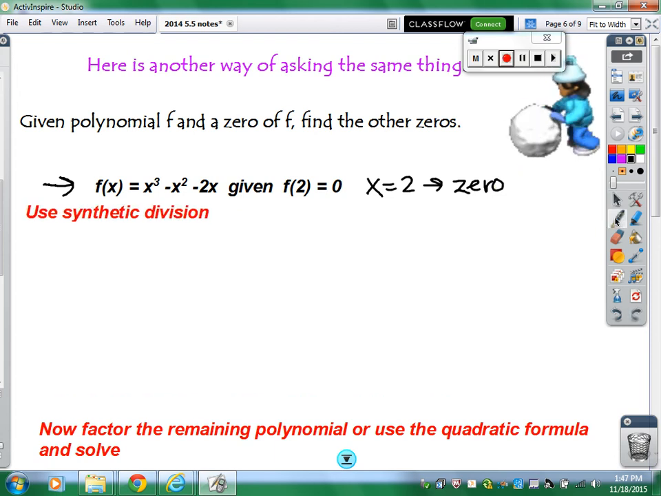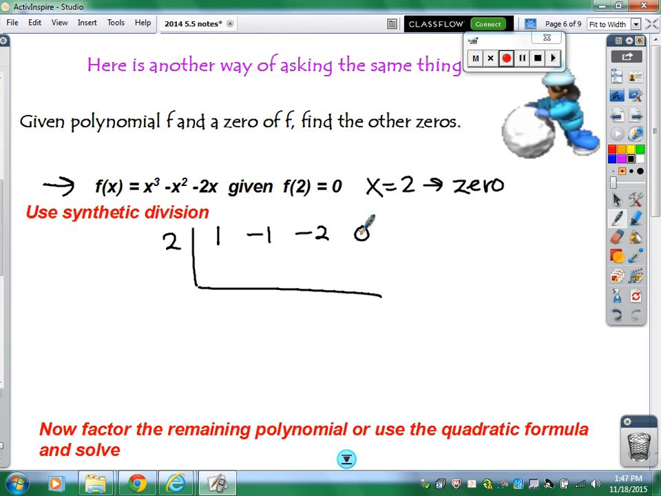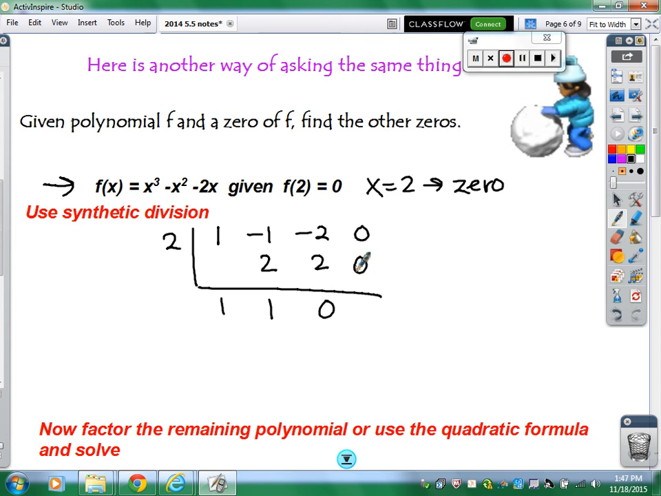Here again I need my 0 placeholders. So 2 is going to go on the outside because that's the 0. I got 1, negative 1, negative 2, and I need that 0 for that constant. I still need that 0 placeholder. It should be in standard form. Drop down the 1, multiply, add, multiply, add, and then multiply and add.